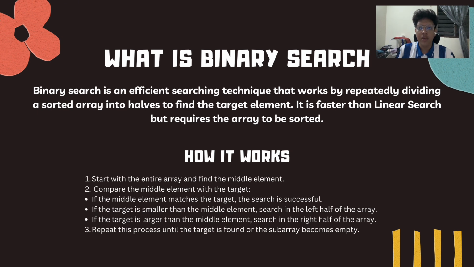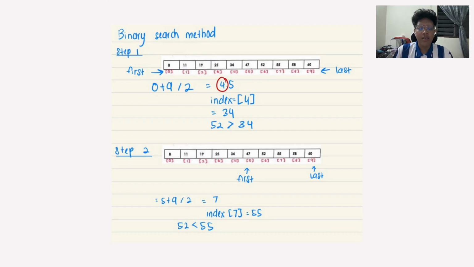So how does it work? It starts with the entire array and finds the middle element. Compare the middle element with the target. If the middle element matches the target, the search is successful. If the target is smaller than the middle element, search in the left half of the array. If the target is larger than the middle element, search in the right half of the array. Lastly, repeat this process until the target is found or the sub-array becomes empty. So we will answer the question with the binary search method.